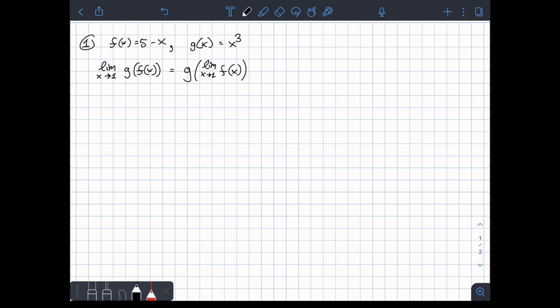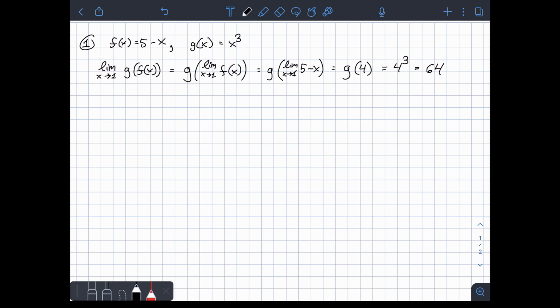So if we do that real quick, it's equal to g of limit as x approaches 1, 5 minus x, which is equal to g of 4, because we do direct substitution. 5 minus x is 5 minus 1, we get 4. And g of 4 is equal to 4 cubed, which is equal to 64.